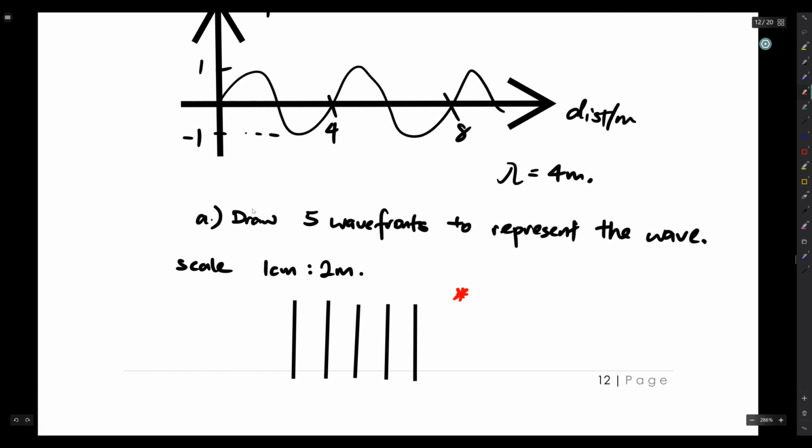Number one, each gap is 2 cm. Why is it 2 cm? It's because this gap represents the wavelength, and the wavelength equals 4 meters. The second thing you must take note of is that each wavefront must be parallel to each other.